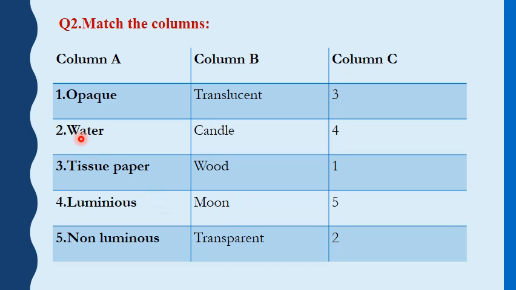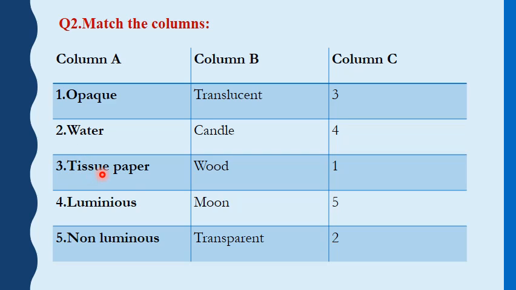So water, we already know that water allows all light to pass through it, and we can easily see fishes present in the water. So water is transparent. Okay, water is transparent. So its answer is here, it's transparent. And in front of transparent we have to write number 2, that is the number of water.